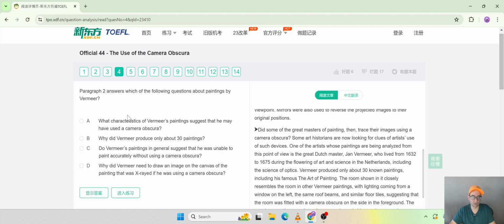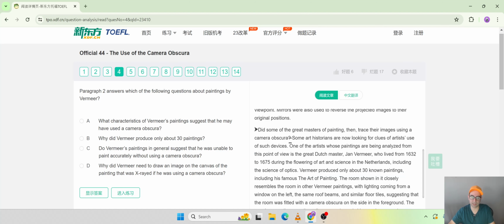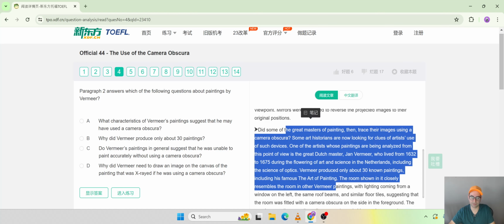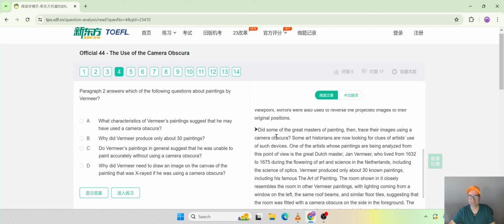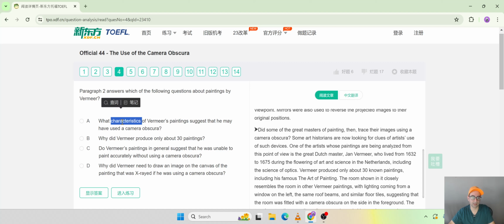So now what you want to do, before you begin reading, is read the first question and then take a look at the paragraph. I find this the easiest way to do this. Otherwise, if you start reading this entire paragraph and maybe you're looking for paintings and Vermeer, you're not going to really make much sense out of it. So step one, now that you know what kind of question this is, you want to first skim and scan for the first choice. Okay, so what is this? What characteristics of Vermeer's paintings suggest, imply, right, that he may have used a camera obscura?